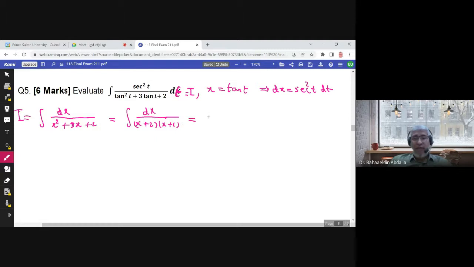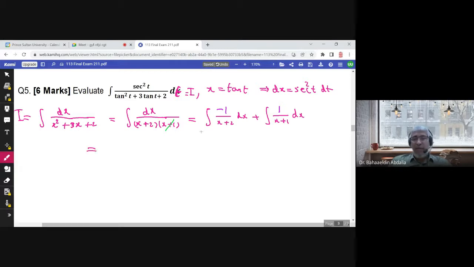Now we will write it as integral of a over x plus 2 plus b over x plus 1. This is what we learned in 7.4. To find a, I just replace x by negative 2. Negative 2 plus 1 is negative 1. 1 over negative 1 is negative 1. So this is negative 1. Now I cancel this and replace x by negative 1. Negative 1 plus 2 is 1. 1 over 1 is 1. So I will have 1 here.